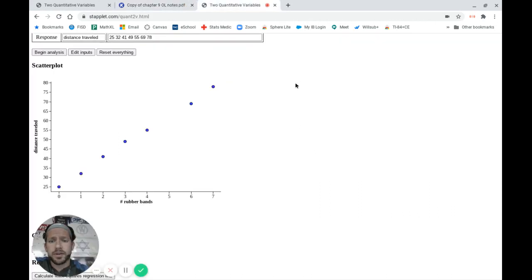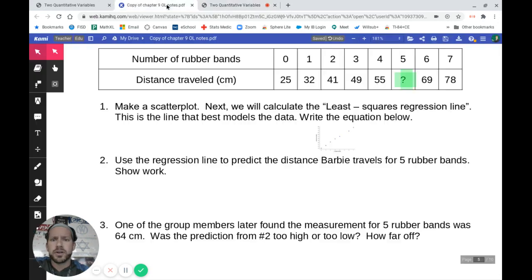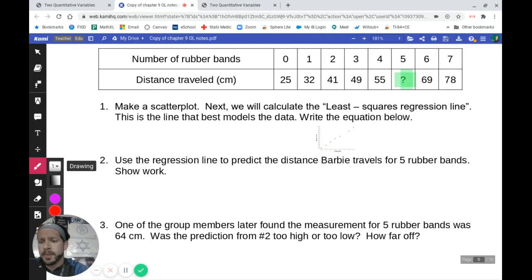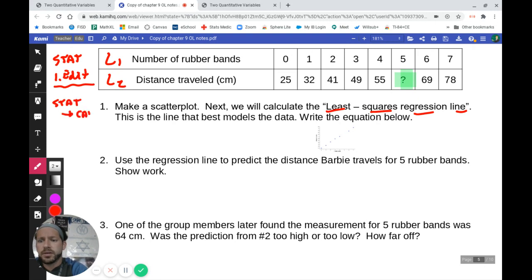So on your calculator, you're able to type into L1 and L2. You'll type in the number of rubber bands into L1, and the distances into L2. That's in Stat Edit. And then to find the least squares regression line, you'll go back to Stat, go to the right to Calc, and then I believe number 4 is LinReg for a linear regression.